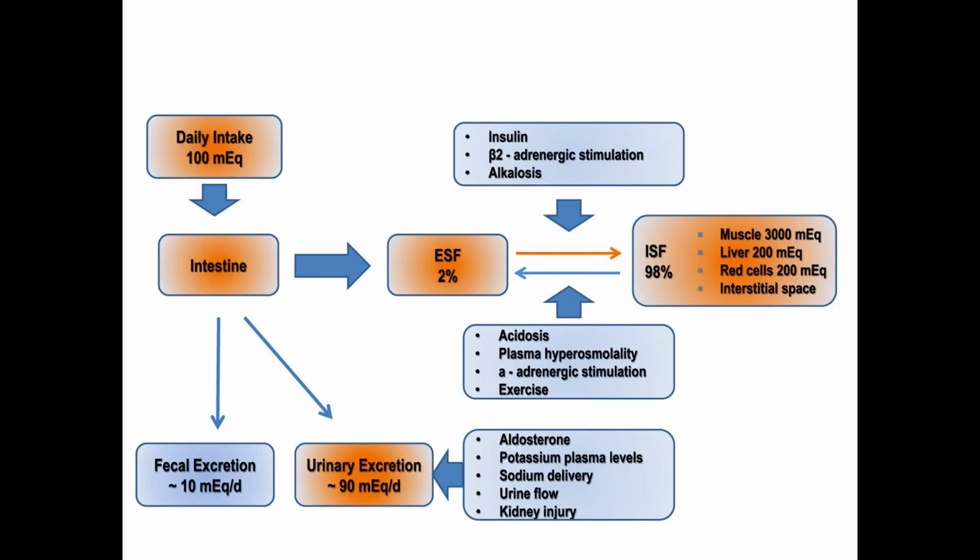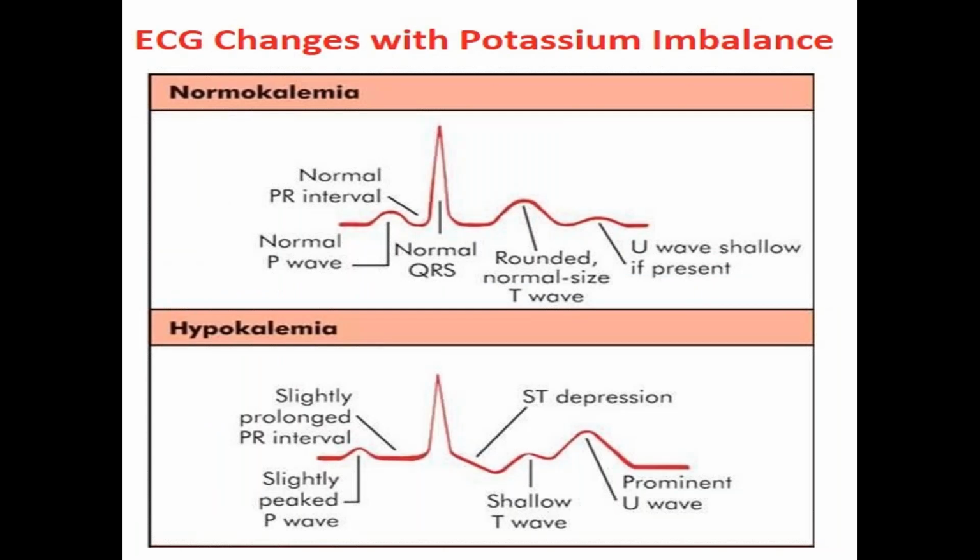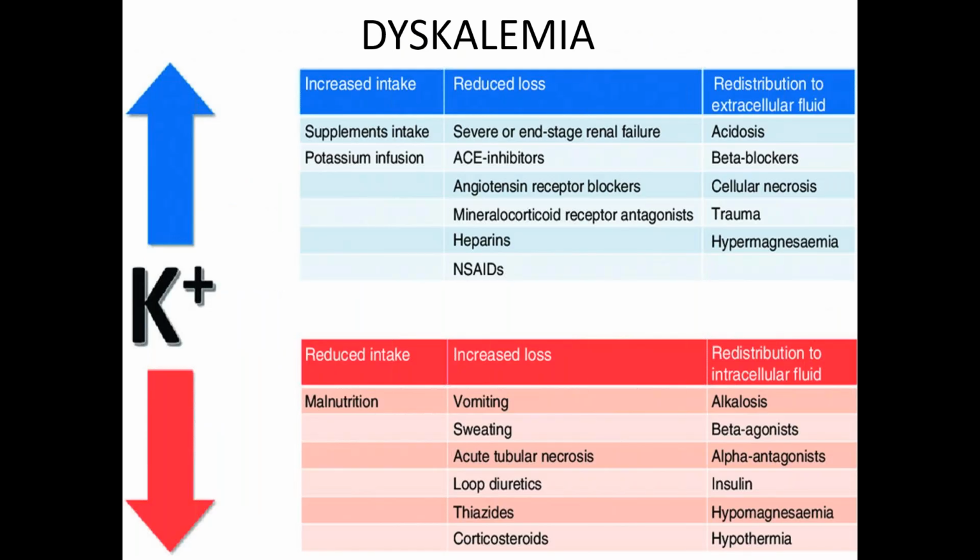What is important is that when this potassium comes from the cells into the extracellular space, that is when it starts causing symptoms, because it disturbs the sodium potassium gradients and the normal cardiac contractility. It results in various kinds of arrhythmias. So you should know what the causes are.